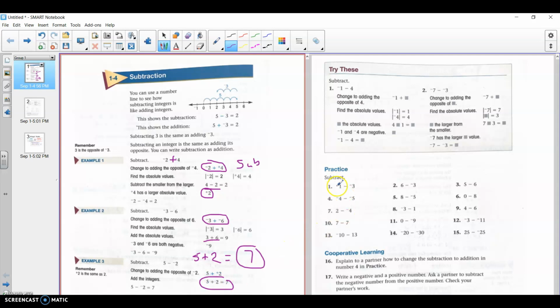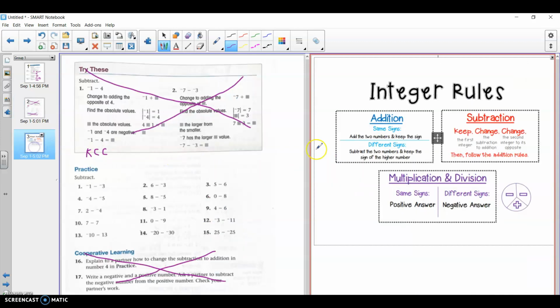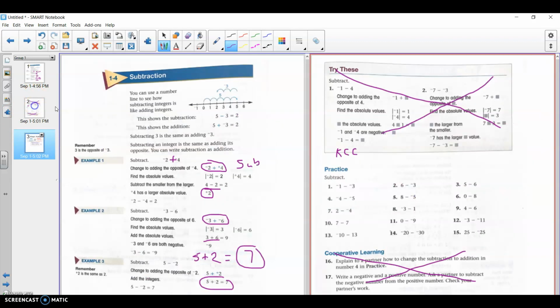I'm going to do number 1, and I'm going to do it in this space right here. Again, when you go to the assignment over here on page 11, you're not going to do the tan box, and you are not doing the last two problems. So what we are working on now, again, as I stated, I'm going to do number 1 up here. So I'm going to write K, C, C for keep, change, change. And where did I get that? I got that right here, and again, that's in your interactive notebook.